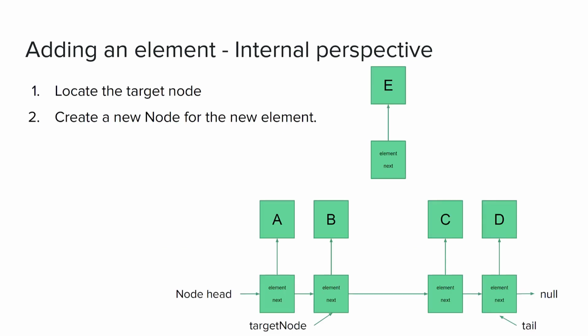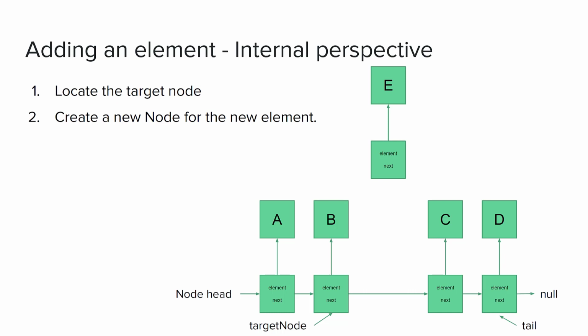In order to do this using our nodes, we really don't have to do very much more than that. We begin by locating the node that contains our target element, in this case the node containing element B, because we want to add the E after the B. So we'll use a traversal very similar to what we saw in the indexOf method, where we'll begin at the beginning and we'll keep advancing our target node reference until we find the node whose getElement equals our target element. So here I've labeled target node. Target node is referring to the node that contains element B.